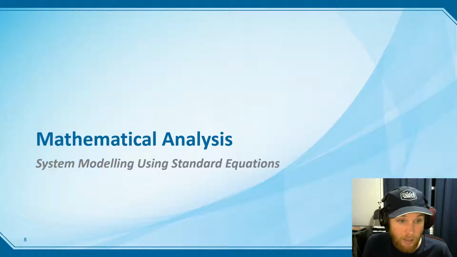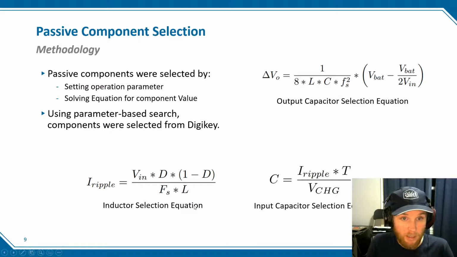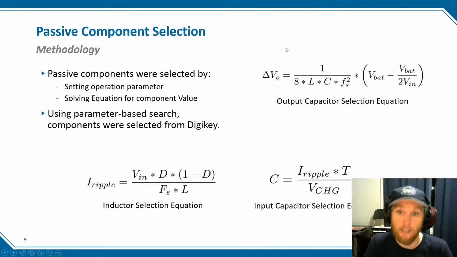So getting into the actual component modeling. I said system modeling using standard equations because the way this worked was that passive components were selected by setting an operation parameter and then solving the equation for a component value. Later these were compared in the simulation. And then finally, using a parameter-based search, the components were selected from DigiKey. As you can see here, these are the formulas used to select the three main passive components: the input and output capacitors, as well as the inductor.